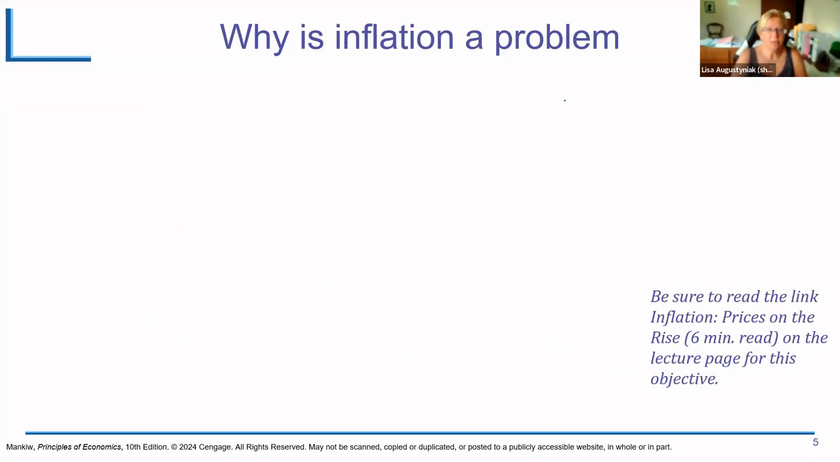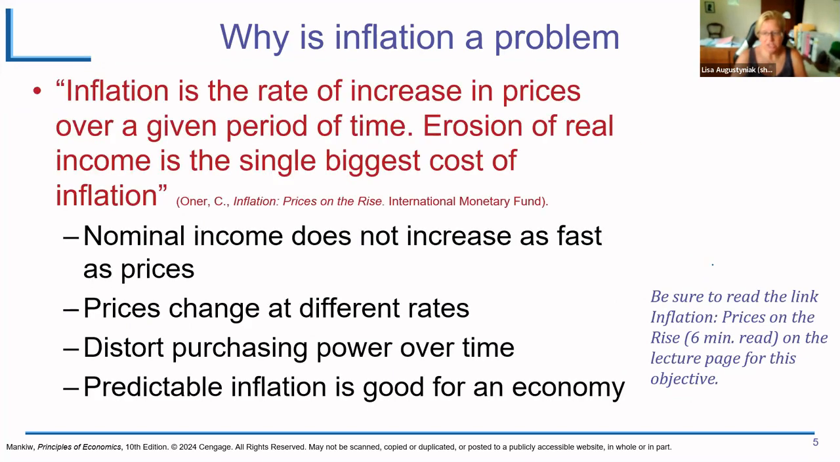So why is inflation a problem? I've provided a link to a really good paper, 2 pages long, by the International Monetary Fund. One of the biggest problems is an erosion of real income. When we talked about inflation not impacting real variables, real income would be one of those variables. So prices are rising, whereas the real earnings of individuals are not increasing as fast as inflation. And that becomes a problem.